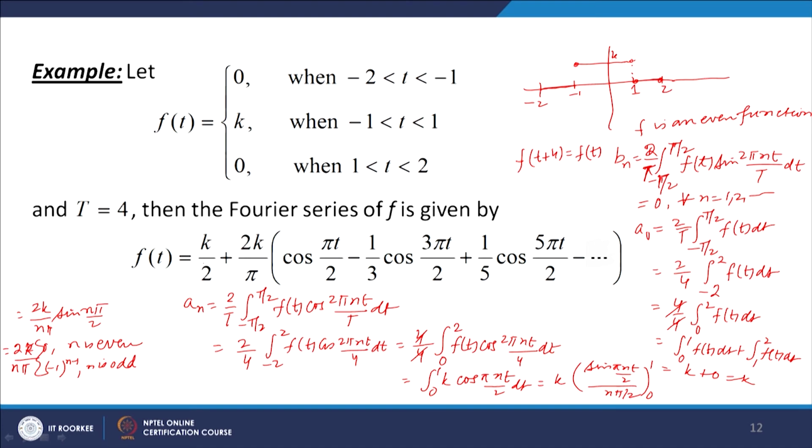Okay. So, what we get here: the Fourier series of f(t) is a naught by 2 plus sigma n equal to 1 to infinity of an cos(2 pi n t by T) plus bn sin(2 pi n t divided by T). Okay. So, bn equals 0, a naught is equal to k. So, we get k by 2 and then you put the value of an from here, and you get this cosine series. Because f is an even function, the Fourier series of f is even.